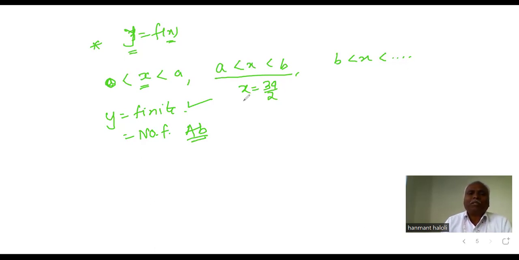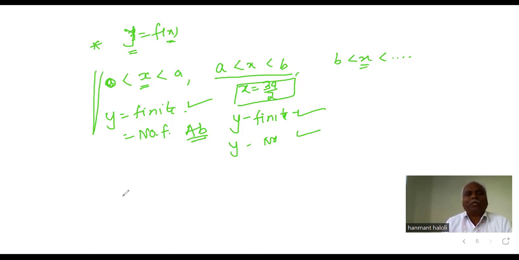And by this value of x, if y gets a finite value, then you say that the curve is existing. If y does not get a finite value, then you say that the curve is absent in between. Similarly for b, if you take any point of x which is above b, then you can say whether the curve is existing or not existing. Similarly, this is for x.